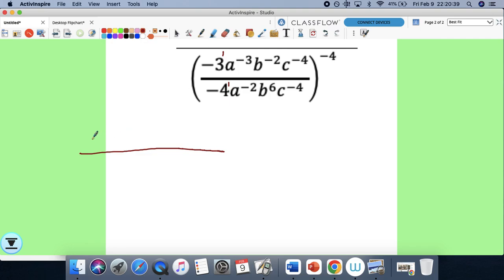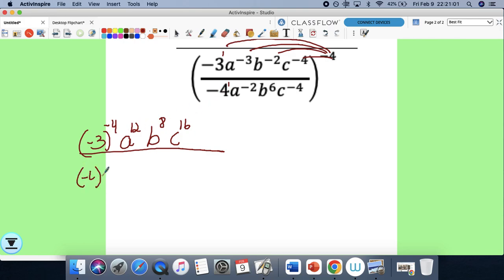Numerator. It's negative 3 raised to the negative 4th power, right? Remember, we'll multiply negative 4 times all the exponents inside. A is going to be to the 12th power because they're both negative, and negative and negative is positive. B also is going to be positive. So it's 8, and C is going to be 16. Good. The more positive, the less movement. At the bottom, negative 4 to the 1 times negative 4 is negative 4.